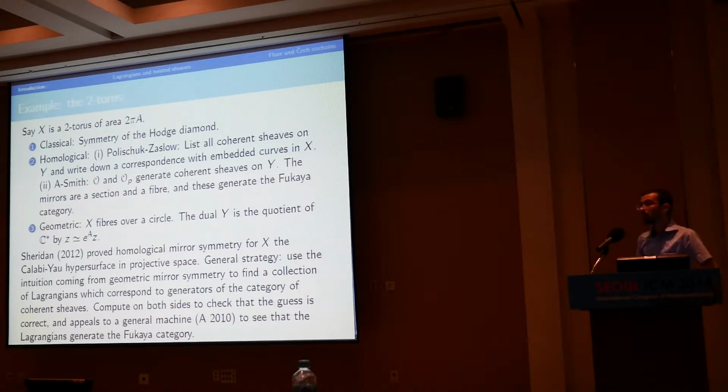Basically, you find some collection, you use some geometric intuition. Just like here, I said, well, let's try to find something that corresponds to the structure sheaf and this Kaskirper sheaf. So you do the same thing. You try to use some geometric intuition to find a collection of Lagrangians which should correspond to generators of the category of coherent sheaves. And then you do a lot of work.